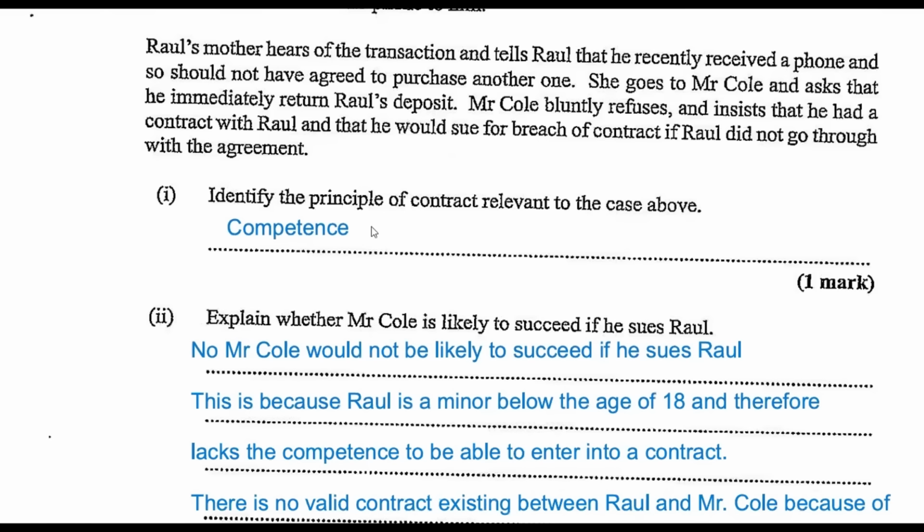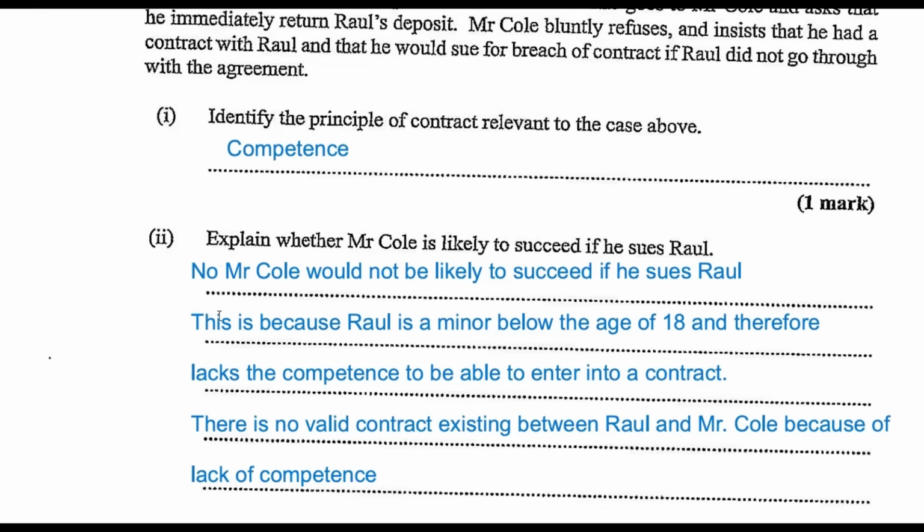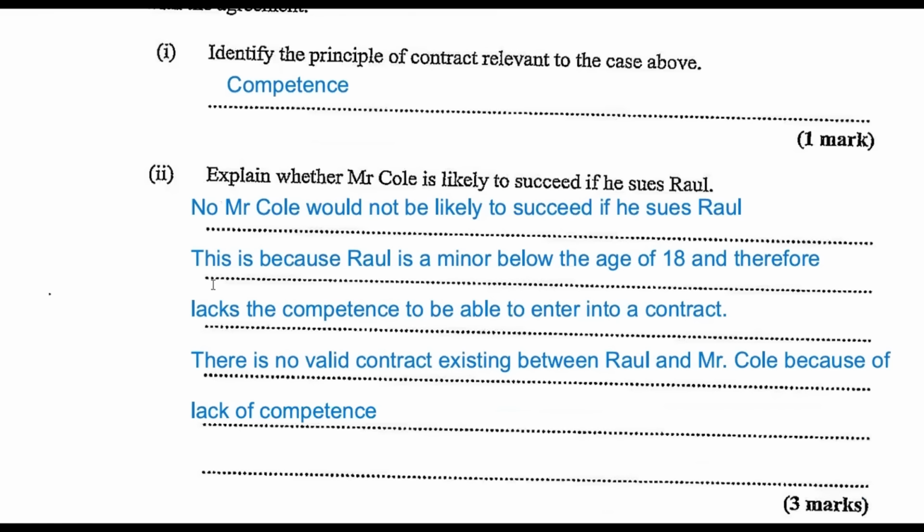Good. Part two. Explain whether Mr. Cole is likely to succeed if he sues Roll. Now the answer to this is no, Mr. Cole would not be likely to succeed if he sues Roll because Roll is a minor, he's below the age of 18, and therefore he is lacking the competence or the full capacity to enter into a contract. So there's no valid contract existing between Mr. Roll and Mr. Cole, and therefore this is lack of competence here, guys.